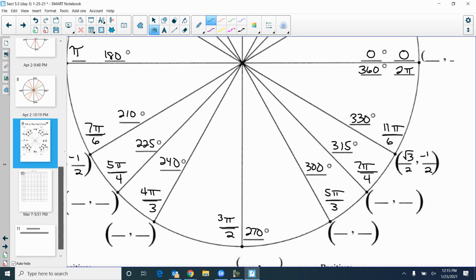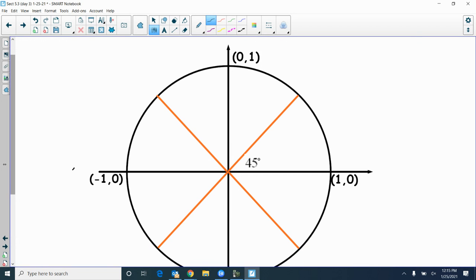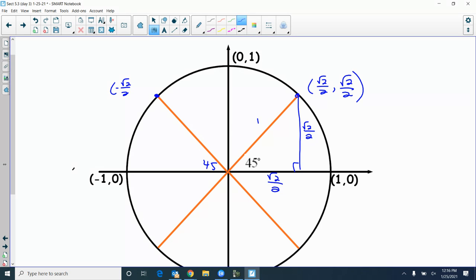It has a 45-degree reference angle, right? If this is a hypotenuse of 1, our leg is square root of 2 over square root of 2. And so that point there becomes radical 2 over 2, radical 2 over 2. All of these angles will have the same coordinates, but they all have a reference angle of 45 degrees.